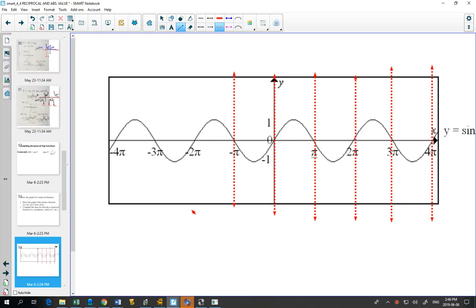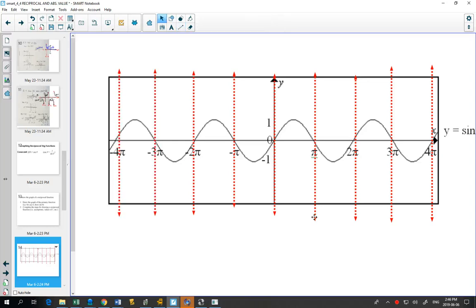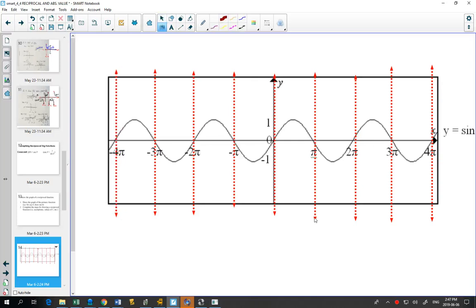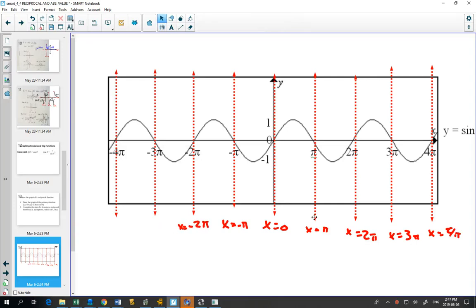Anyways, we can draw them all in. Adjust them if they don't line up. There we go. And label them. This is x equals 0, x equals pi, x equals 2 pi, and so on. You didn't get one of these? There you go.